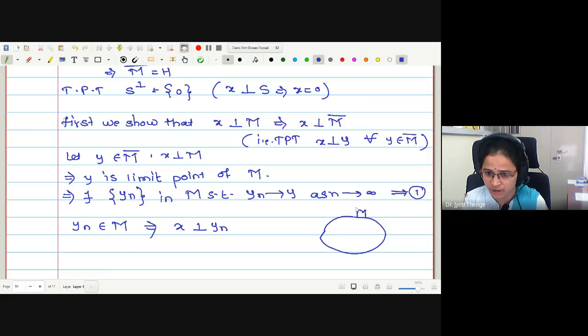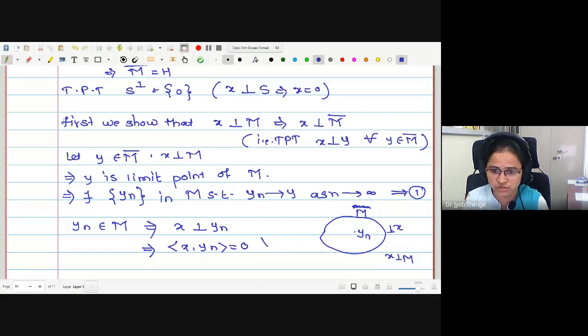See, this is the situation I am saying. If this is M, Yn is an element of M, and X we are saying is orthogonal to M. Therefore, X must be orthogonal to Yn. If X is orthogonal to Yn, the inner product of X with Yn is equal to 0, and this is true for all n. Let me call this statement number 2.